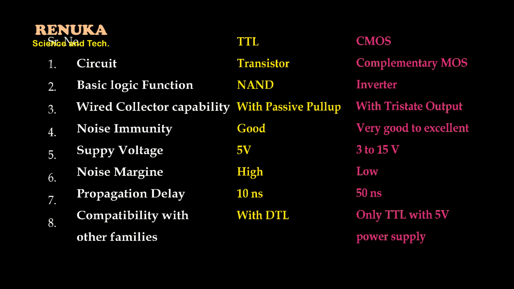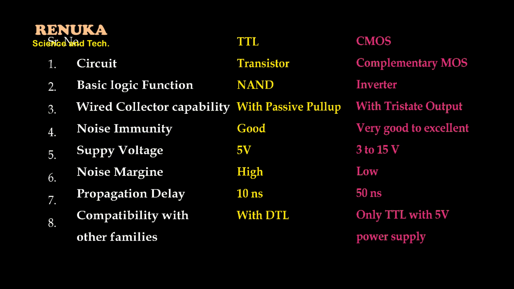In the TTL gate, noise margin is very high, while in case of CMOS, noise margin is very low. The seventh point is the propagation delay. In the TTL gate, the propagation delay is only 10 nanoseconds, while in CMOS it is 50 nanoseconds. That means TTL is better in case of propagation delay time.